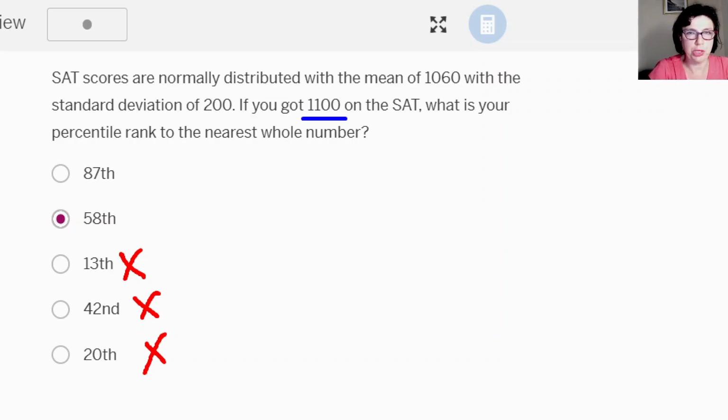However, this person with 1100 is not that far away from the mean. It is very doubtful that it's going to be the 87th percentile, because that means that that person is really, really good. So that would be really high. And that means that this is also wrong. And that just gives you the 58th percentile.